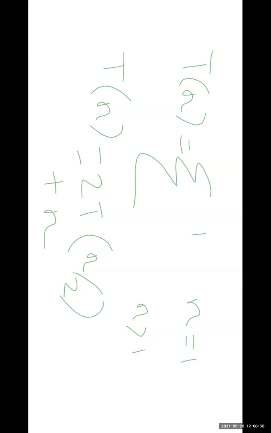So if n is equal to 1, then T(n) equals 1. And if n is greater than 1, then our T(n) will be 2T(n/2) plus n. Clear? Did you understand? Yes, sir.